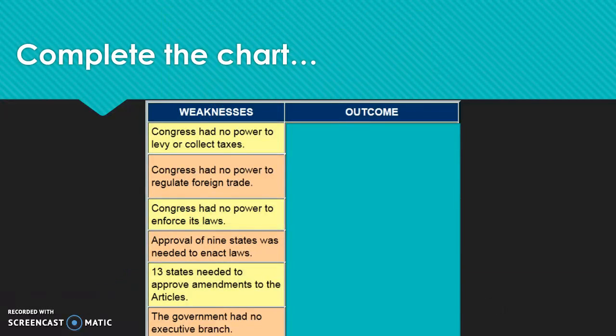If you look at this chart here, you can see a number of weaknesses. Congress could not levy taxes. They could not regulate foreign trade. Congress could not enforce the law. There's no system of enforcement. 9 states had to approve a law in order to enact it. 13 states had to approve amendments to the Articles. The government had no executive branch, and there's no national court system.